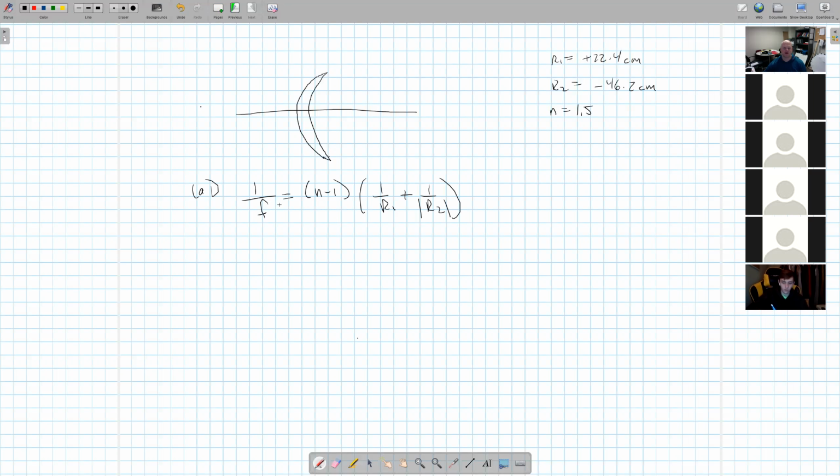So good. So from here, I just want to invert this guy. I'm going to find a common denominator, which is R1 and R2. So this guy's going to become n minus 1 times R1 plus R2 divided by R1 R2. So finally, let's invert, which means that f then is going to be equal to R1 times R2 divided by n minus 1 times R1 plus R2. So this is my focal length. Plug in my numbers. If I did this correctly, this should work out to be about 87 centimeters.